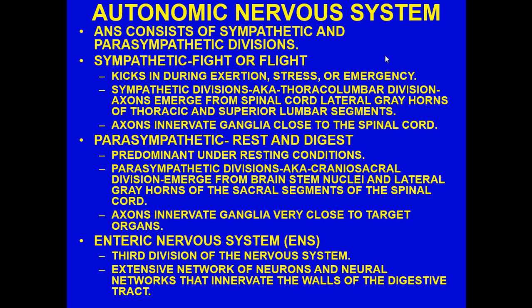Now, when we look at the autonomic nervous system, it consists of sympathetic and parasympathetic divisions. Sympathetic is best known as the fight or flight. It kicks in during exertion, stress, or emergency. The sympathetic division, otherwise known as the thoracolumbar division, has axons that emerge from the spinal cord, lateral gray horns of the thoracic and superior lumbar segments.